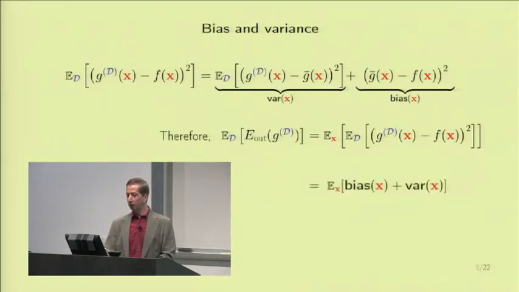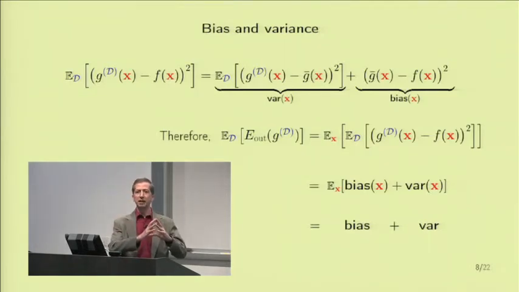So this would be what? This would be the expected value with respect to x of bias plus variance with x. And the expected value of the bias with respect to x, I'm just going to call it bias. And the expected value of the variance, I'm going to call it expected variance. And that's what you get. And this is the bias-variance decomposition. So now I have a single number that describes the expected out-of-sample error.